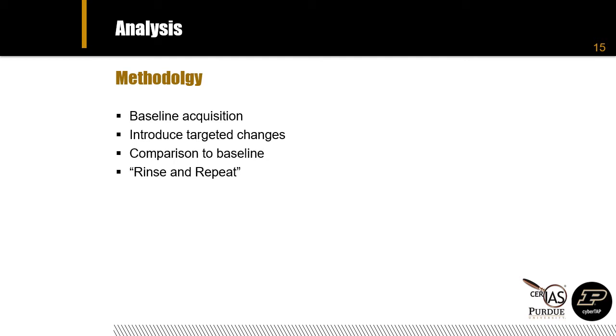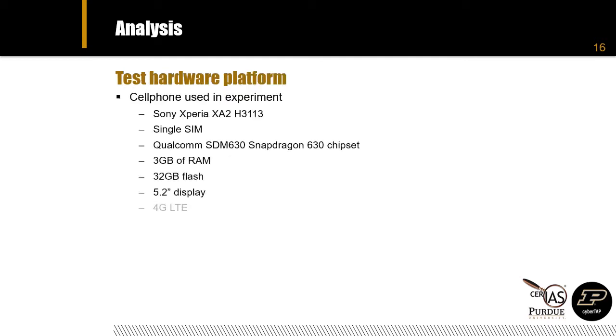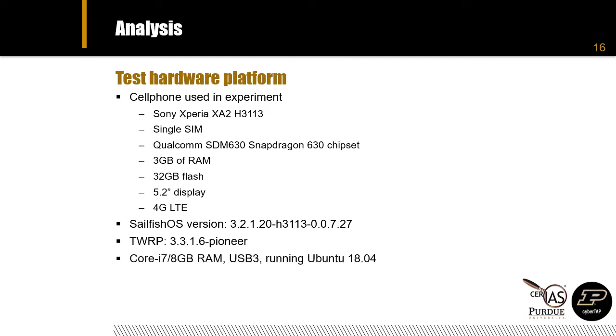The differences will show how the changes that were introduced changed the file system and the state of the device. This process was repeated a number of times, and in later stages we also used a shortcut by secure shelling into the phone and observing the files changed as we were introducing the changes through the user interface. The test hardware platform used was a Sony Xperia XA2. This is a single SIM device running the Qualcomm Snapdragon 630 chipset. The SailfishOS version itself was 3.2.1.20.